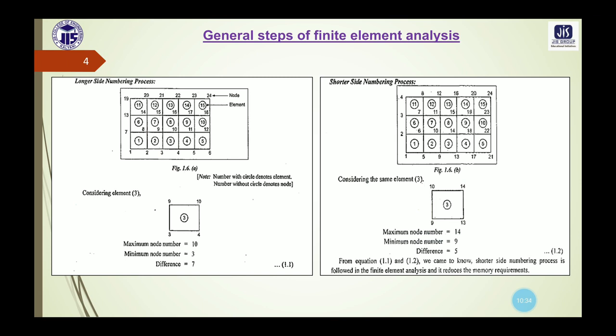So what we understood from here is that if we consider the shorter side numbering process, then the difference of the maximum node number and the minimum node number is minimum, which is actually 5, but in case of the longer side numbering process, it was actually 7. So that means the shorter side numbering process is followed in the finite element analysis, and it actually reduces the memory requirement, which is very much needed.